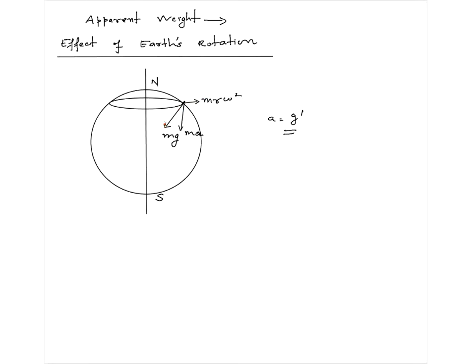To find the resultant of the forces, one needs the angle. mg will pass through the center. So let's say this angle is theta. This angle is 90 minus theta. What is the angle between the two forces? 90 plus theta. So just use this formula: F square equals P square plus Q square plus twice PQ cos of the angle between the two vectors.